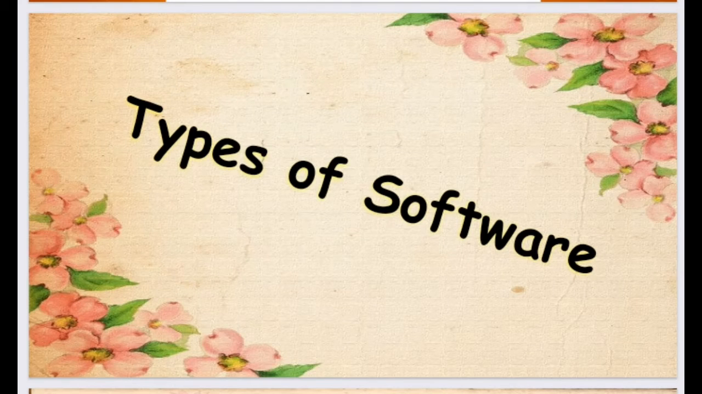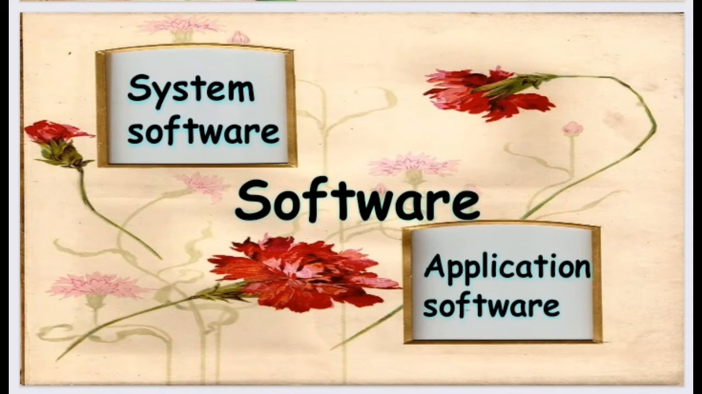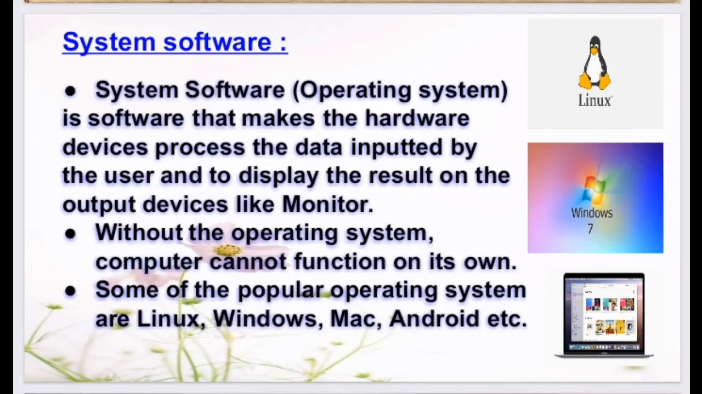Okay children, next let's move on to the next topic, types of software. Children, the software is divided into two types based on the process. They are system software and application software. First, let's see the system software.